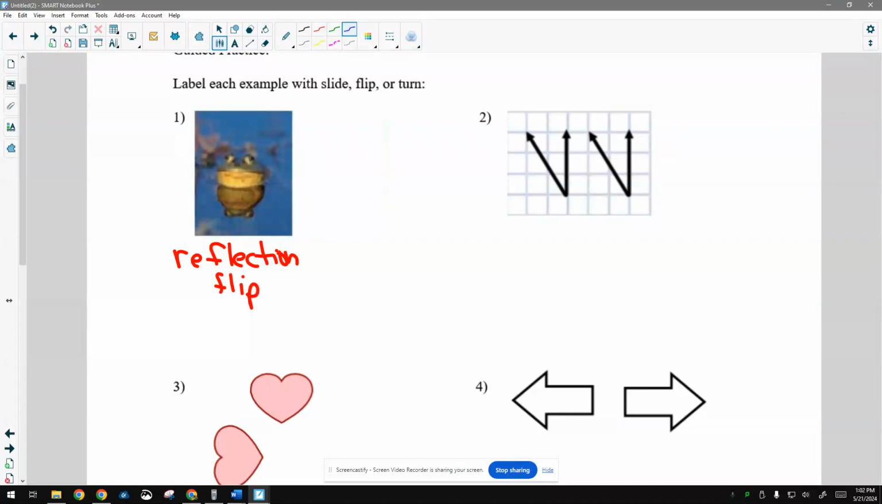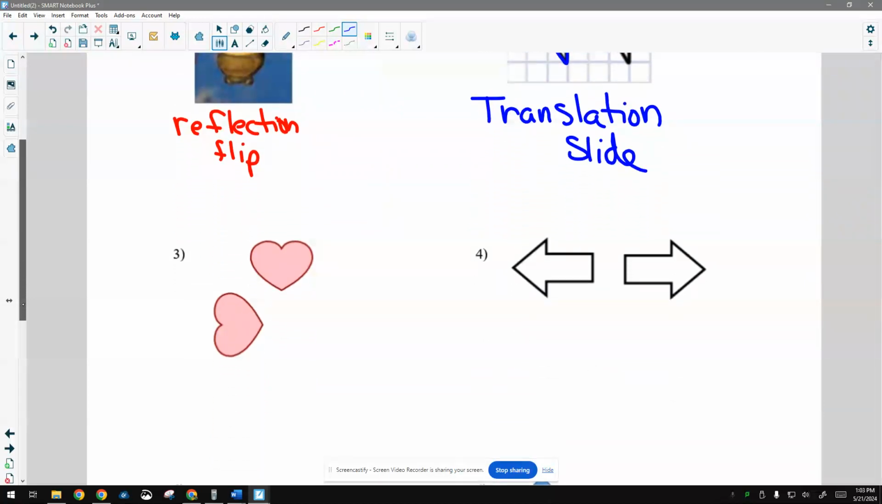All right. How about those V-looking things? Angles. Macy. We just took it and literally watch this. I'm going to take it. I'm just going to slide it over here. That is a translation or a slide. Fantastic. How about number 3?